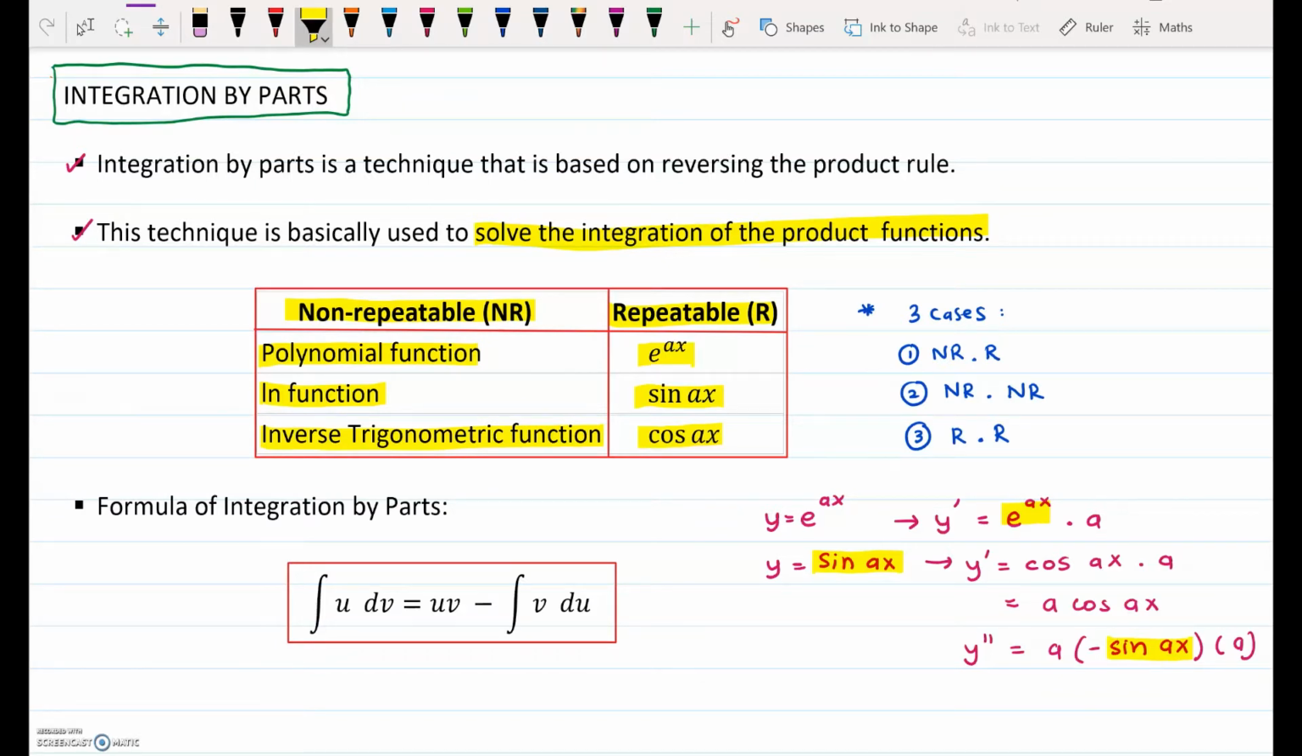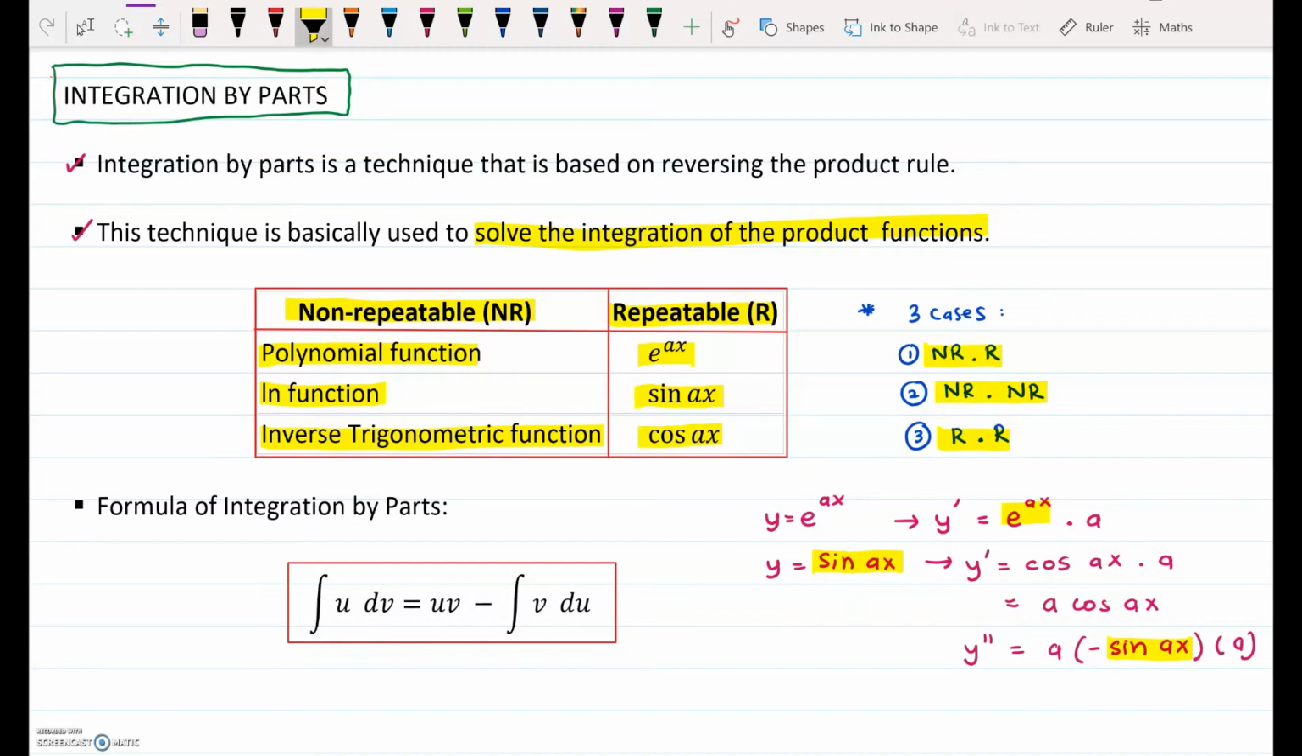In this topic, we will have three cases: first, the integration of the product of non-repeatable times repeatable functions. Secondly, non-repeatable times non-repeatable functions, and the third, repeatable functions times repeatable functions. Remember, integration by parts is used to solve the integration of product functions.